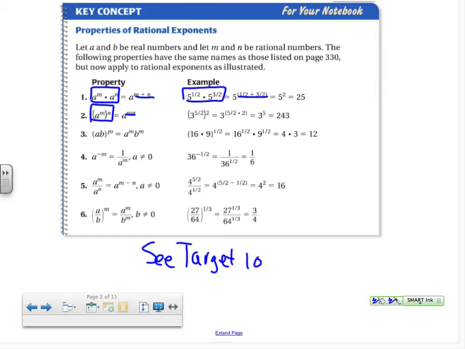If you have a power on a multiplication product, you're going to apply the power to both parts of the multiplication problem. Negative exponents relate to fractions. And then division of exponents with the same base is subtraction of the exponents. And the same thing if we have a division problem raised to an exponent, you're going to put that exponent on both parts of the division. And again, for a more in-depth review, please see target 10.